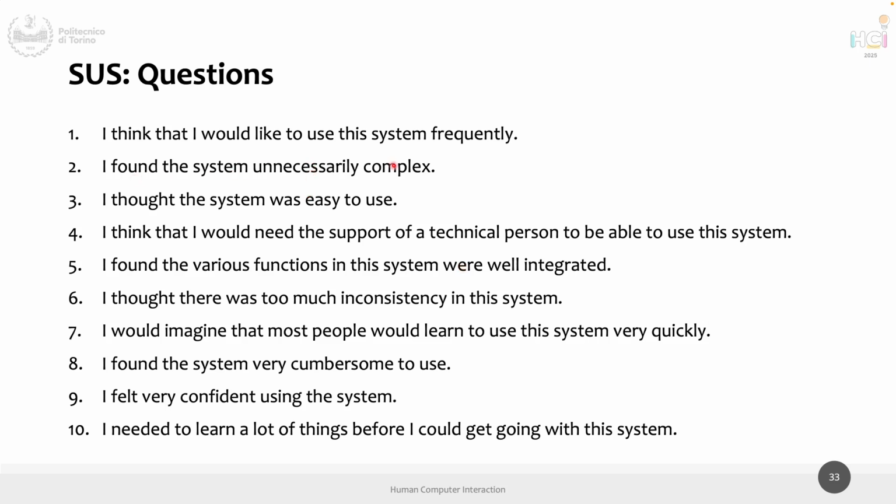I found the system complex. I think that I would need support to be able to use the system. I thought there was too much inconsistency in the system. This is done on purpose. So one positive, one negative, one positive, one negative, etc., with the same scale.